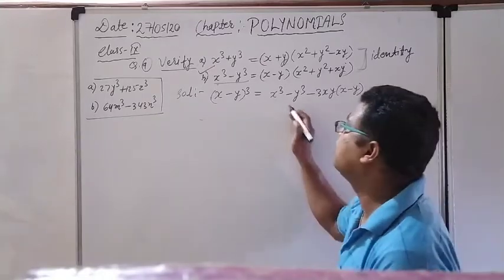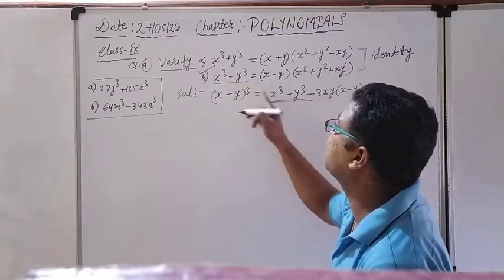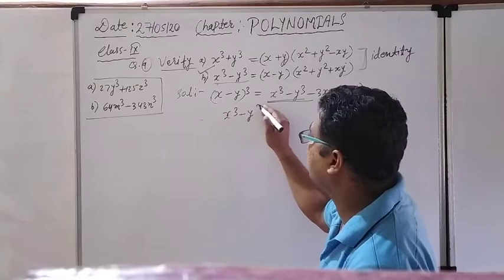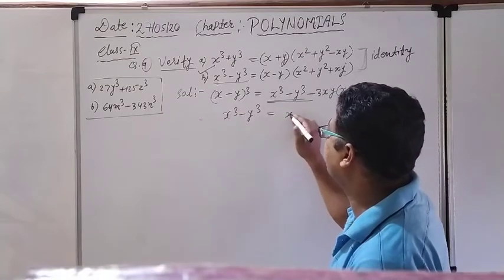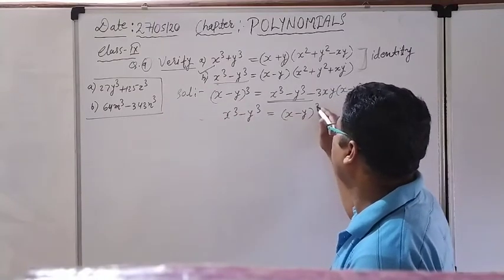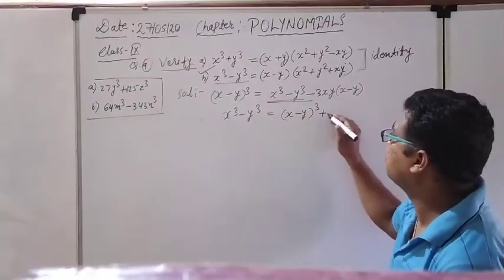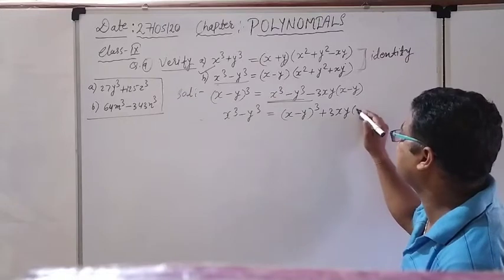Right now see, actually this is our requirement. In the left hand side you can see this is our requirement. So it can also be written as x cube minus y cube is equal to (x minus y) whole cube. And this minus 3xy, when we transfer it to the left hand side, it will convert into plus 3xy (x minus y).